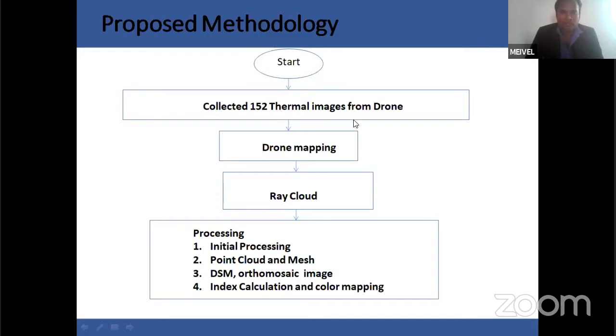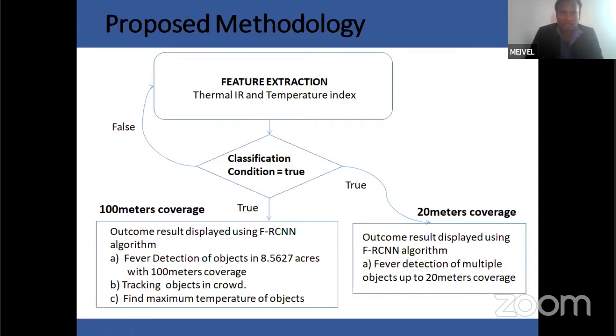First I collected thermal images from the drone option, which is drone mapping. After drone mapping, I build the point cloud and meshes, and then the processing. Processing has four steps: initial processing, point cloud and mesh generation, and DSM and orthomosaic image generation. Finally, we collected the thermal index value. After color mapping, it connects to feature extraction using the thermal IR.